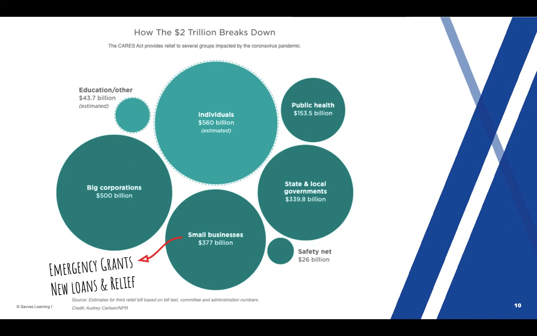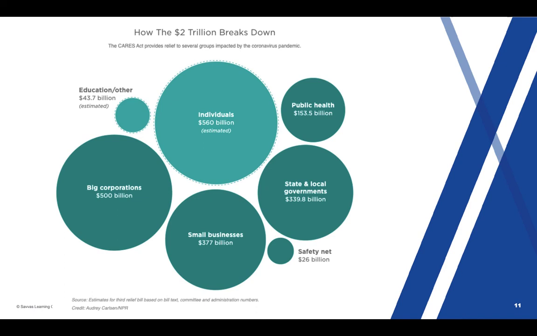Finally, the last big chunk of money is going to small businesses, companies with less than 500 people. These small businesses are truly the backbone of our national economy. The money for the small businesses is for them to stay open during the crisis and keep supporting their employees.